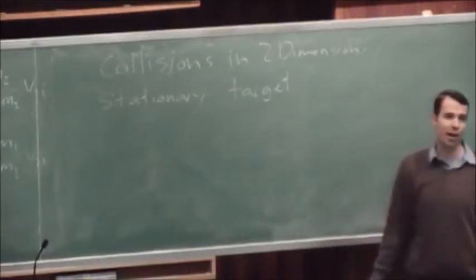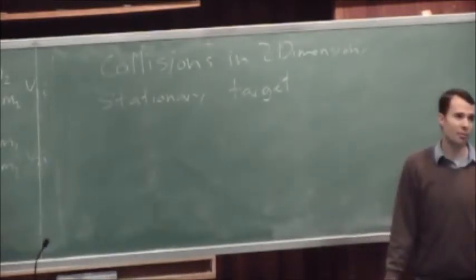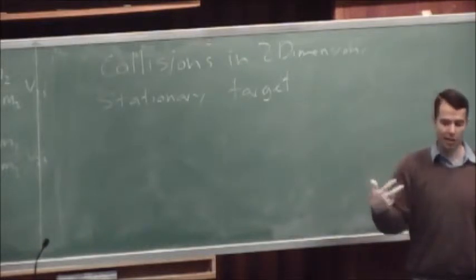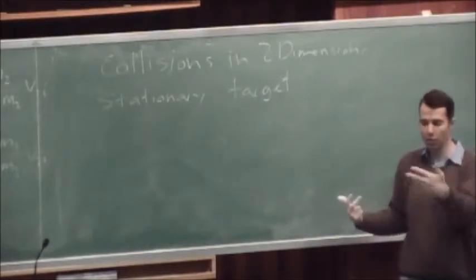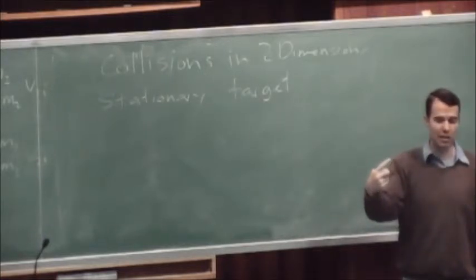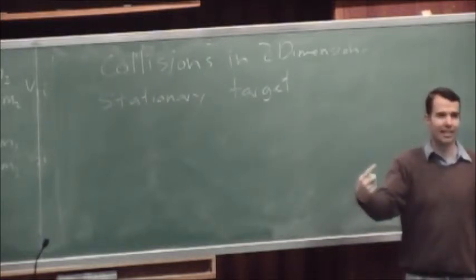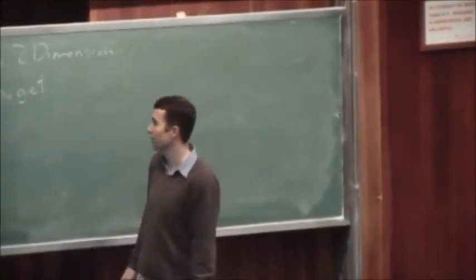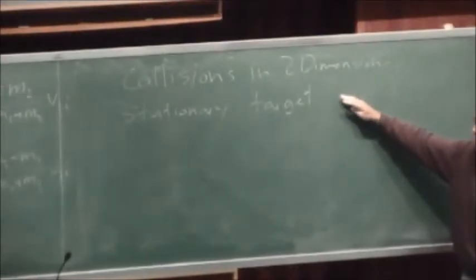Otherwise, this becomes a really hard problem, because then we can consider essentially the initial motion to be all in one dimension. But if you have two moving targets, then you have to consider the initial directions of both of these moving particles, which can be a real pain. So we're just going to consider in this course a stationary target.